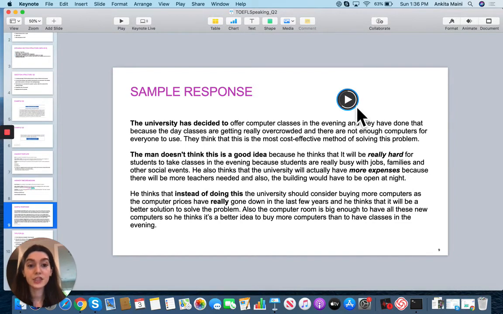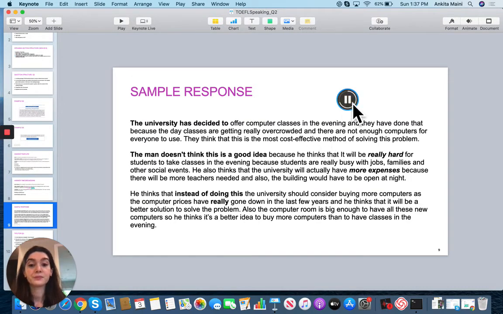So let's continue listening. He thinks that instead of doing this, the university should consider... Now here, what I did, I actually used my template. I said, he thinks that instead of doing this, right? Remember I talked about that if you need a 26, combine the two sources of information. So that's the template that I used.